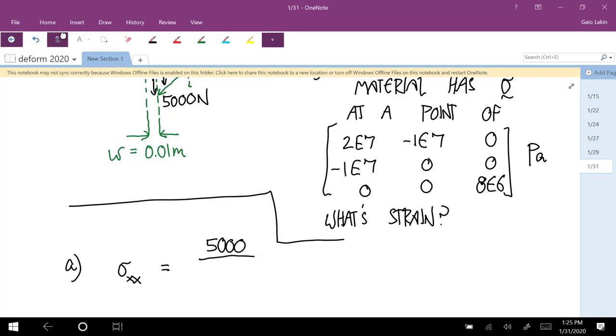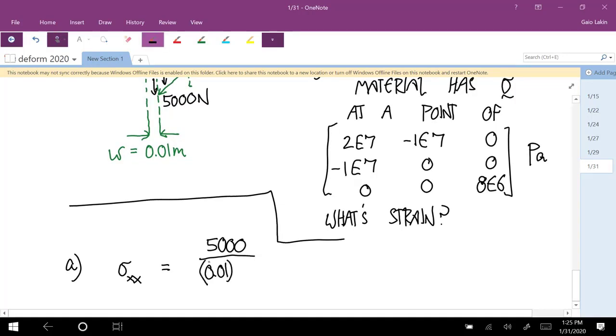So 5,000 divided by 0.01 times 0.02, and you get a value of 83.3 repeating times 10 to the 9th. What did you get? Okay, yes. 2.5 times 10 to the 7th pascals.